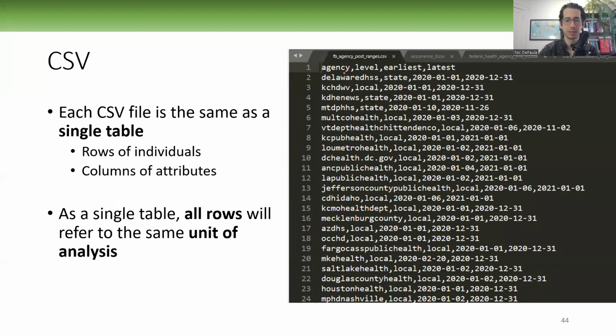And here's an example of where we see that. The first line has agency, level, earliest, and latest post, and all the other attributes that follow. All the other instances or rows that follow are the data itself, the instances of whatever observational unit we're dealing with. Each CSV file is the same as a single table, rows of individuals, columns of attributes. So if we have multiple tables, usually you have multiple CSV files. You don't have multiple tables in one CSV file. As a single table, all rows will refer to the same unit of analysis, the same observational unit.